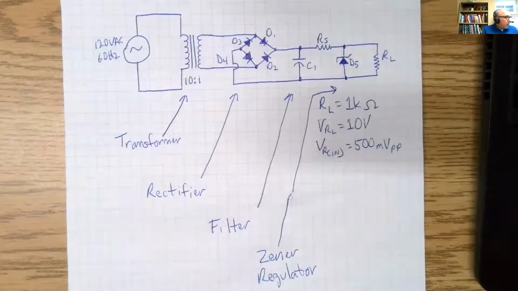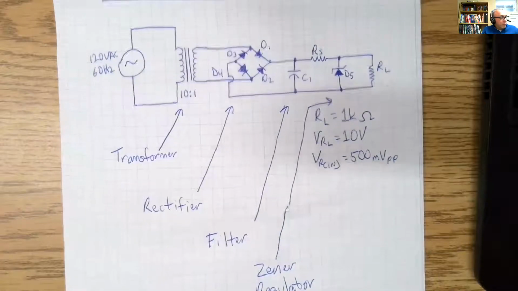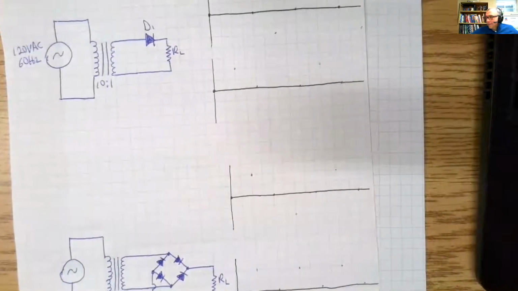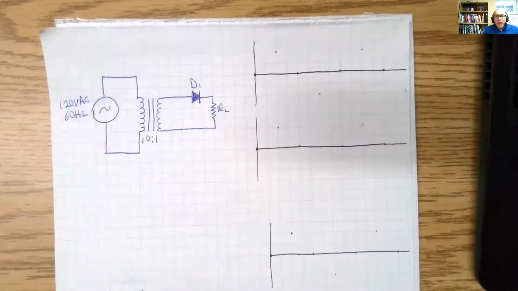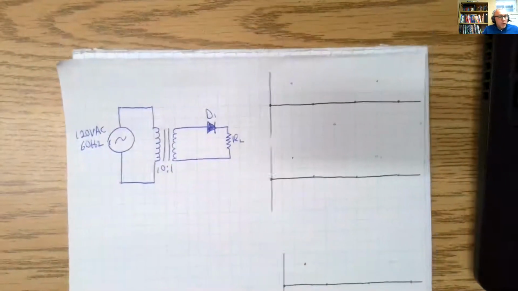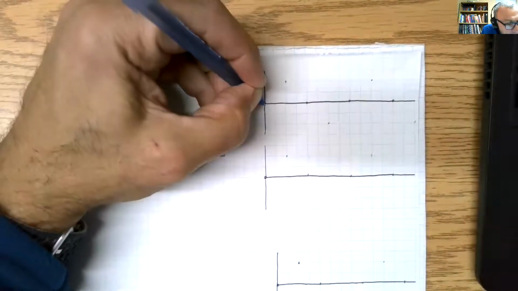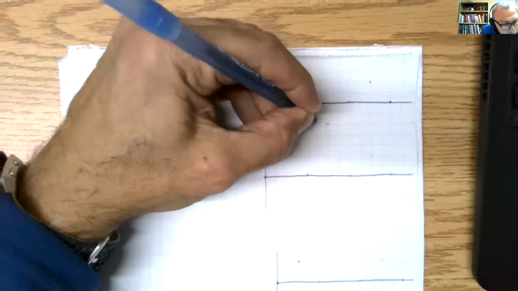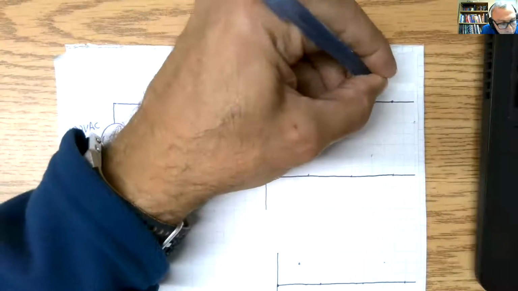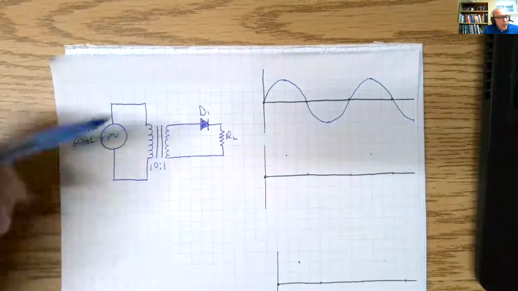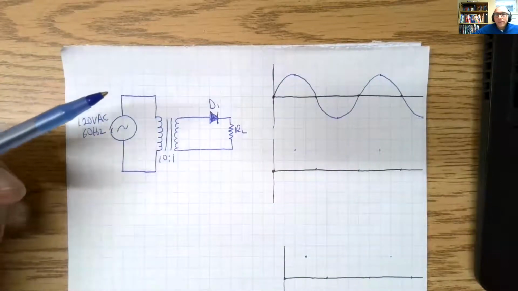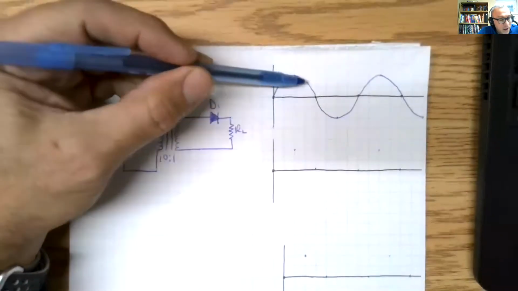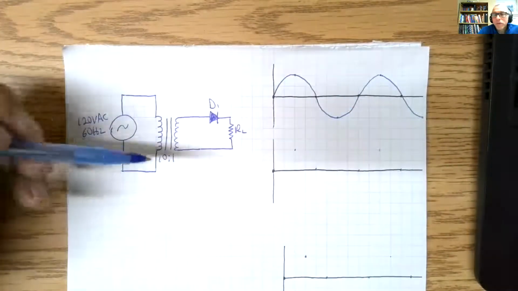All right, so when we're talking about the transformer section, we're just going to review a half-wave rectifier and then a full-wave rectifier. With the half-wave rectifier, we have our input signal, which is a standard sine wave. Because diodes only conduct in one direction, it is only going to conduct in the positive half of the AC wave, and the negative half will be filtered out.